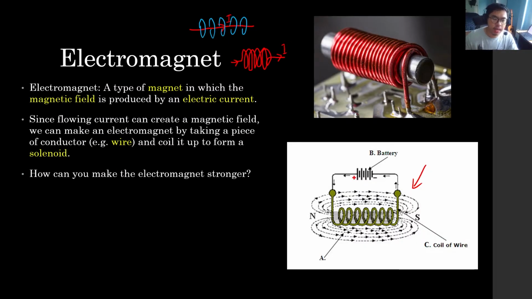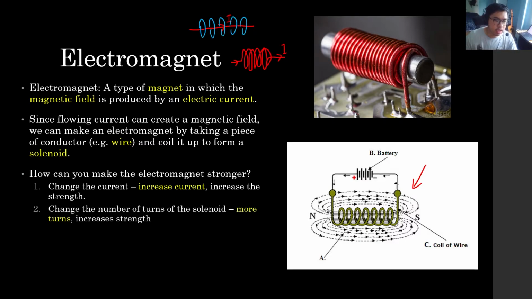Okay, so how can you make the electromagnet stronger? As you can see, if you increase the current, you can increase the strength of the magnetic field produced by the electromagnet. You can also increase the strength by adding in more turns. A solenoid with 10,000 turns is much stronger than a solenoid with 4 turns. You can also add iron, just like in this picture here. You add iron in the middle of the solenoid to make the magnetic field stronger.